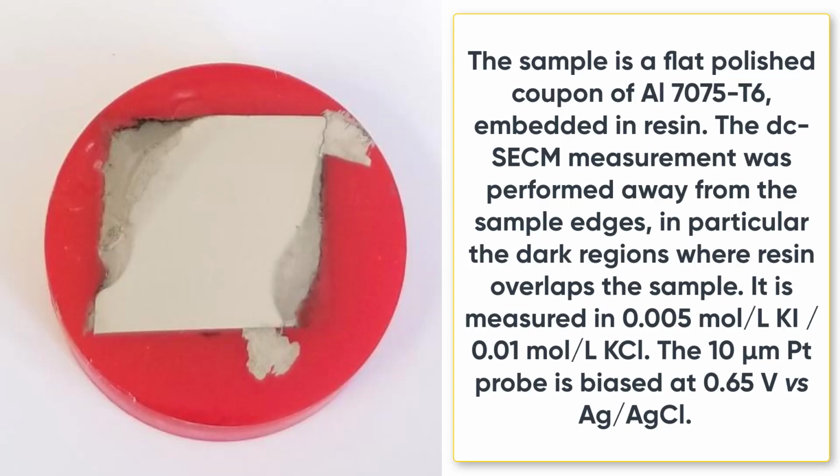The approach curve topography extrapolation is demonstrated for a flat polished coupon of aluminum embedded in resin. It is measured using DC SECM in the regions away from the edge and away from where the resin has overlapped the sample. The sample is measured in 5 millimolar KI in 10 millimolar KCl. A 10 micron platinum probe is used and biased at 0.65 volts versus silver chloride.